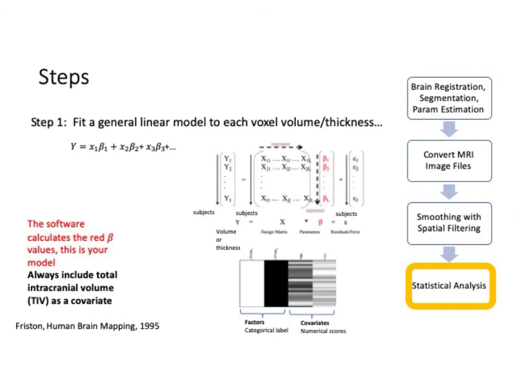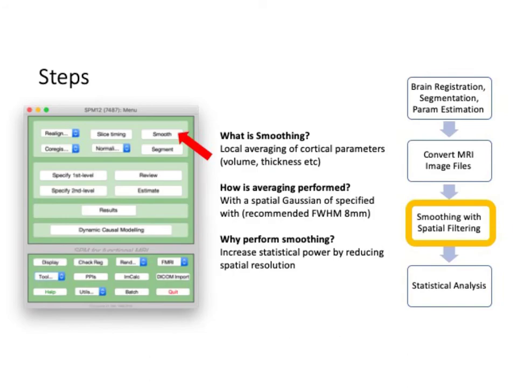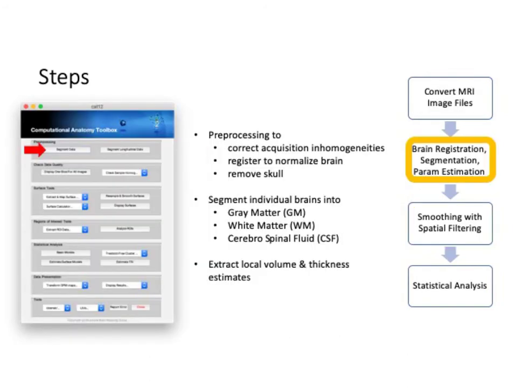It is recommended for structural brain imaging to always include the total intracranial volume as one of the covariates, and this is automatically computed by the CAT software using this button here.